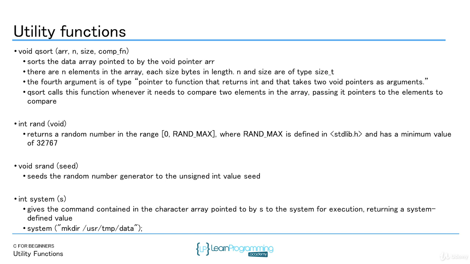So for example, you could say system make dir, and it will create a directory of whatever you specified in the argument to make dir. It's all inside double quotes, so it takes a string. System is very, very useful as well.